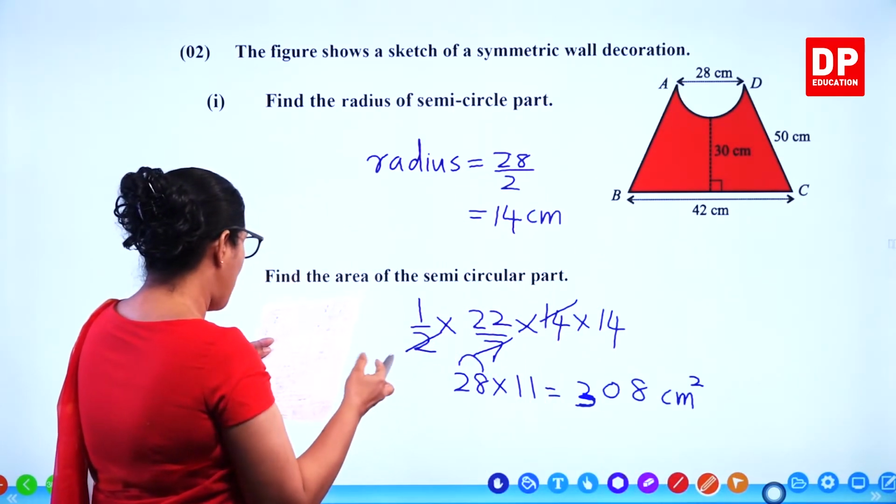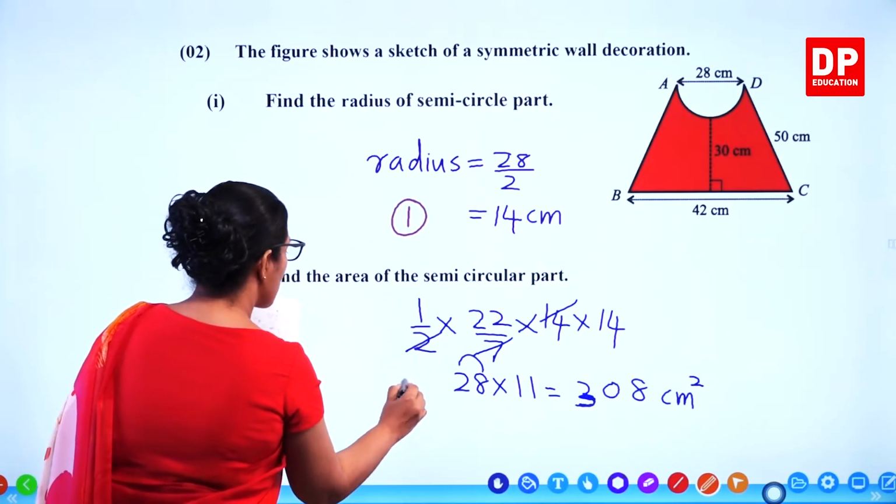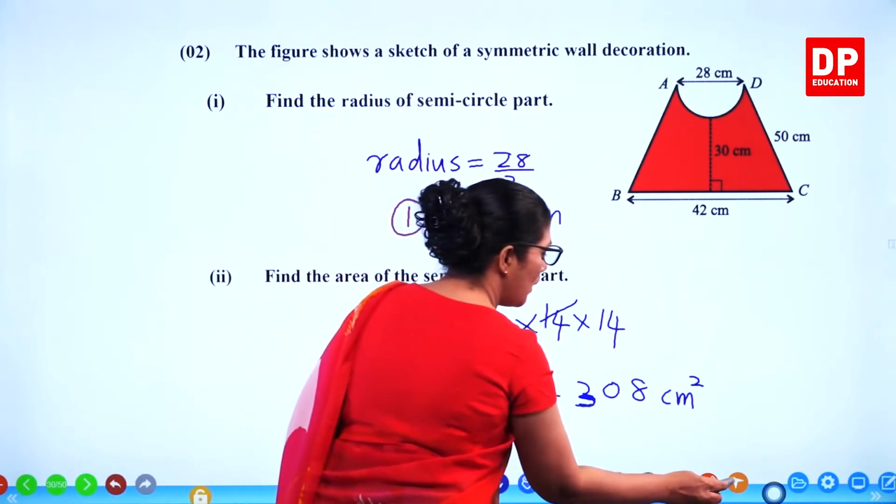So how many marks? 1 mark for finding the radius and 2 marks for finding the area of the semicircular part.